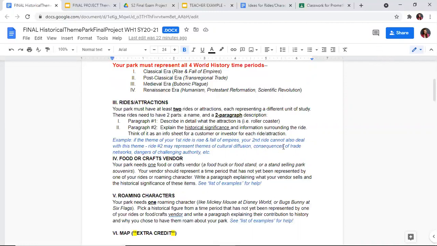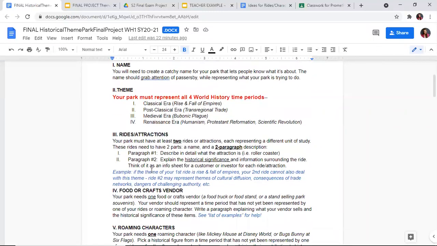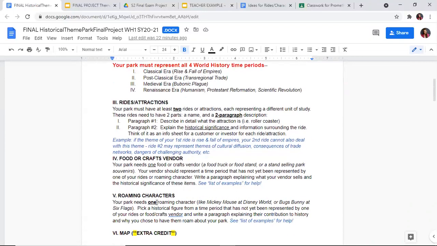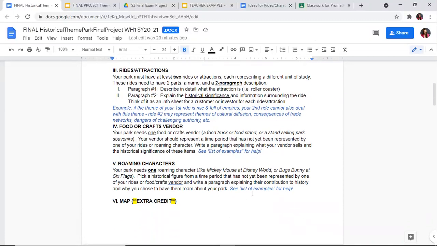So let's say that you have created both of your park rides. Maybe your first ride is from Unit 2, your second ride is from Unit 5, your vendor was from Unit 4, so now your roaming character has to be from Unit 3 in that example. You have 4 elements. Each one must represent a separate unit from our course. So pick a historical figure and then write a paragraph explaining their contribution to history and why you chose to have them roam about your park.